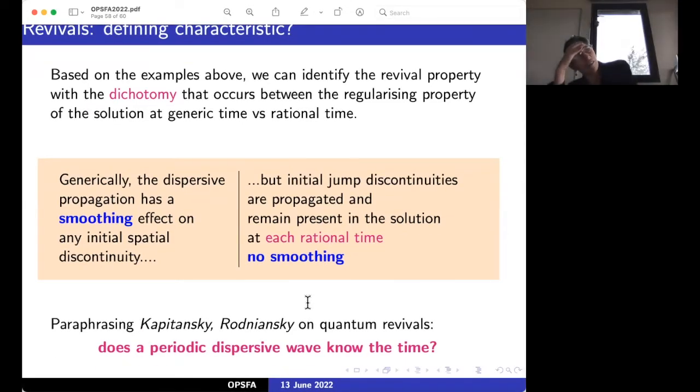Kapitansky and Rodnianski, when they wrote one of their first papers in the 90s, titled it "Does a periodic particle know the time?" Because they were writing about quantum revival. "Does a quantum particle know the time?" I think is the title. But we can ask, does a periodic or even quasi-periodic or even non-periodic dispersive wave know the time? That's coded in this smoothing effect.